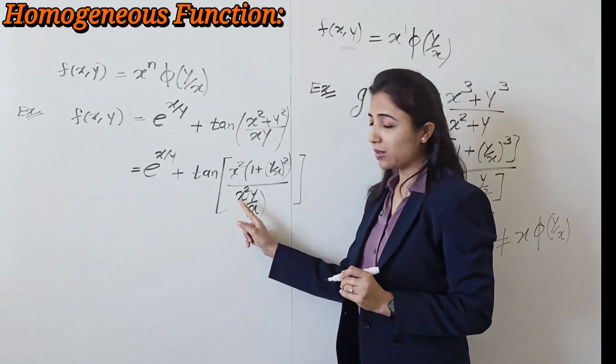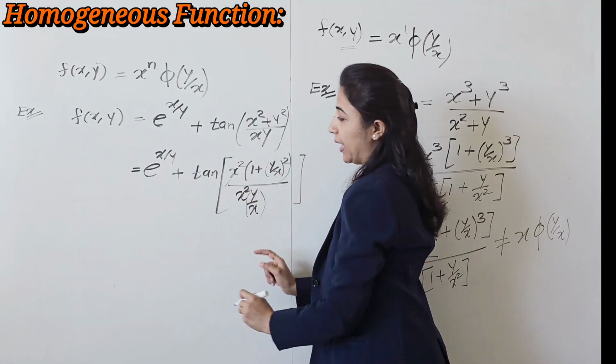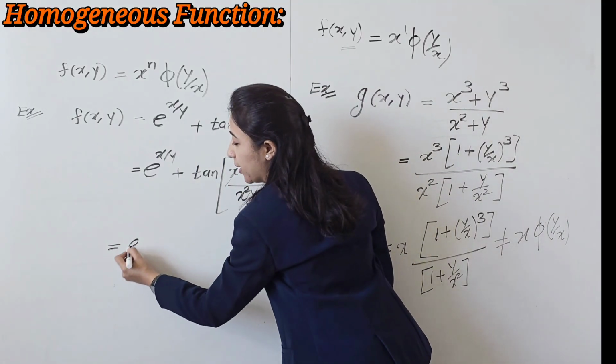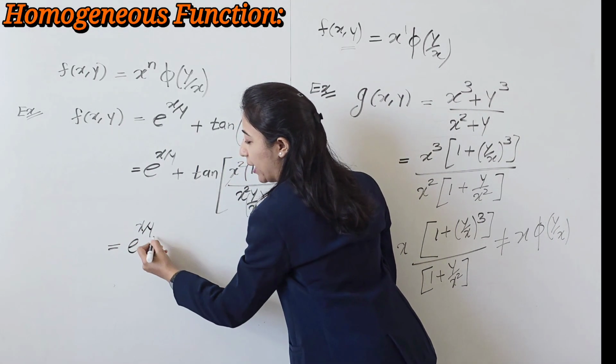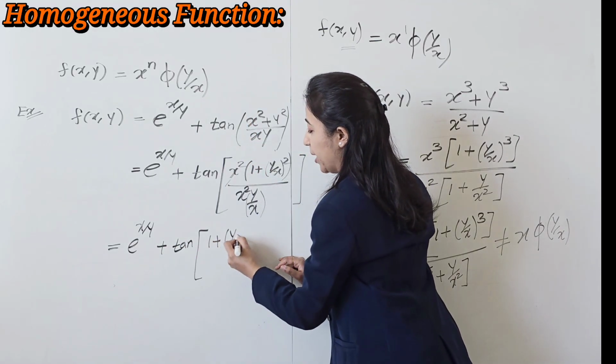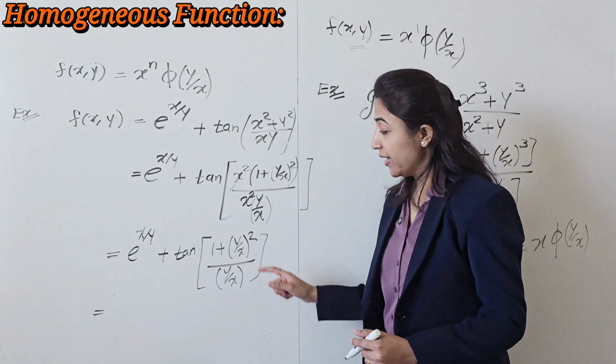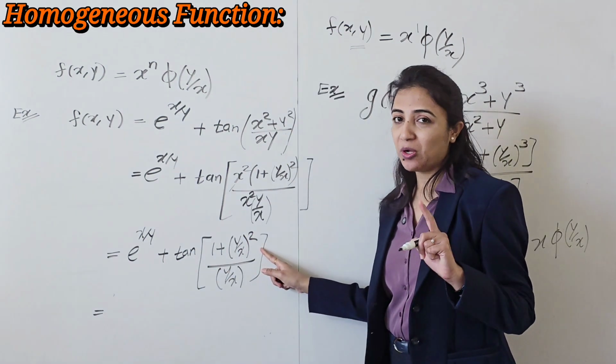So this one is extra. This x square and this x square get cancelled out. The remaining will be e power x by y plus tan of (1 plus (y by x) whole square) divided by y by x. Now here this is a complete function of y by x.